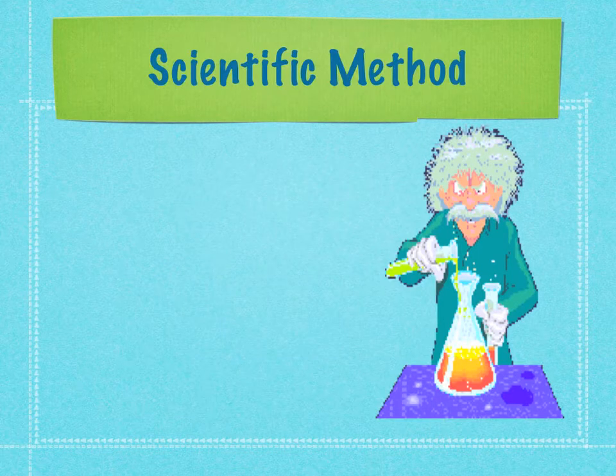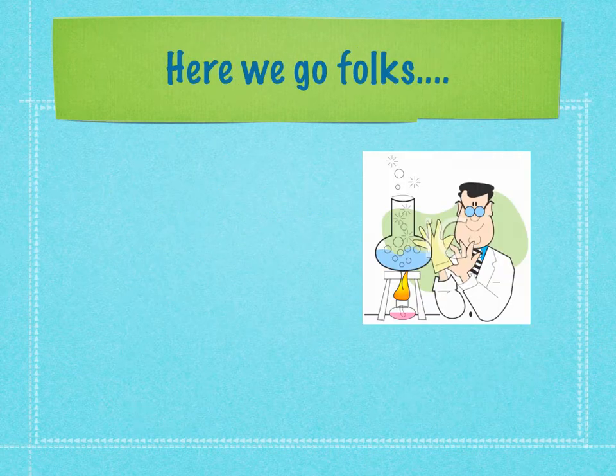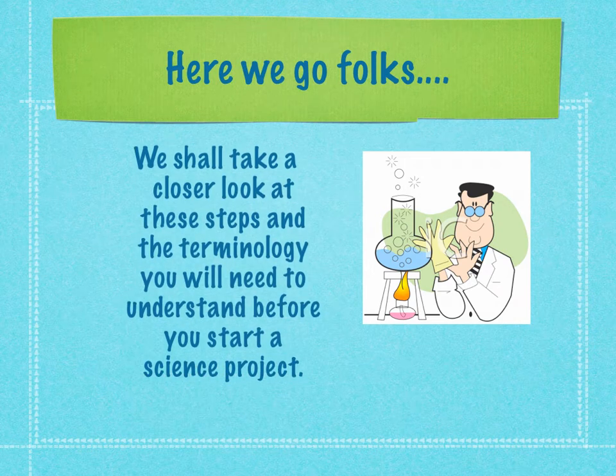So the scientific method. What is it? Well, it does involve a series of steps, as you just saw, that are used to investigate a natural occurrence. So here we go. Let's take a closer look at these steps and the terminology that you need to know and understand before you embark on a variety of science projects for the year.